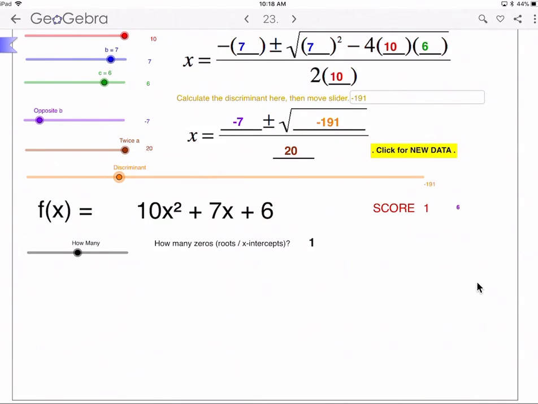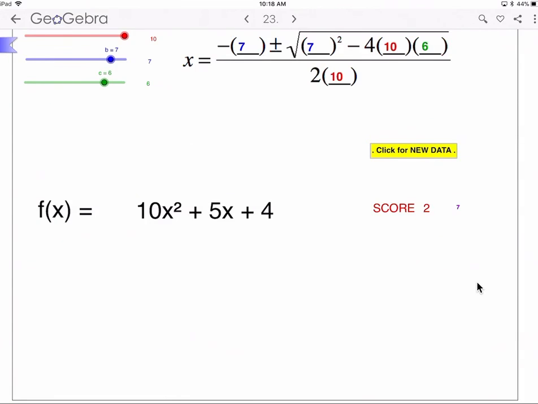I now have the new pop-up, and of course, since it's negative under there, I'm not going to get any zeros or roots. So I'm going to move the slider to 0 for the roots. It says I'm correct, and so when I click new data, I will get my second point with that. Now the thing that happens with getting 0 underneath the radical is you still have to enter it twice, but both values would be the same. So it's a little bit simpler when you get 0 under the radical, which does not occur quite as often.